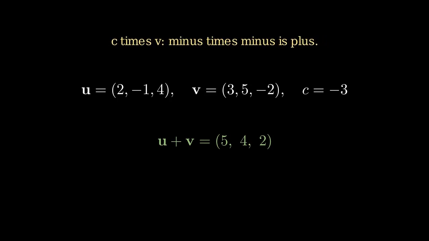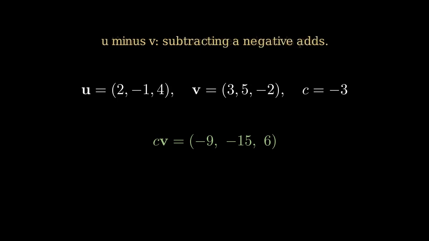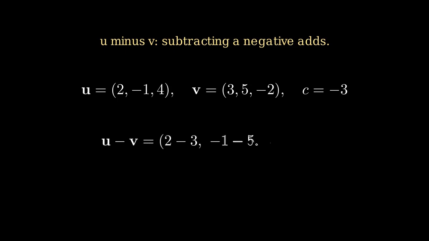Next, c times v. We multiply every component of v by minus 3, giving minus 3 times 3, minus 3 times 5, and minus 3 times minus 2, so c times v equals the vector minus 9, minus 15, 6. Finally, u minus v. We subtract each component: 2 minus 3, minus 1 minus 5, and 4 minus minus 2, giving u minus v equals the vector minus 1, minus 6, 6.